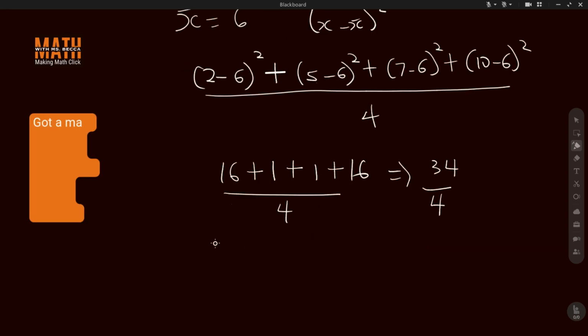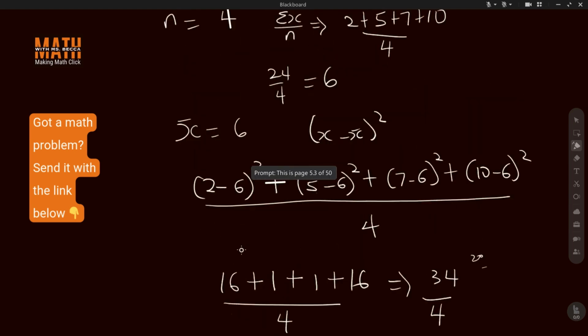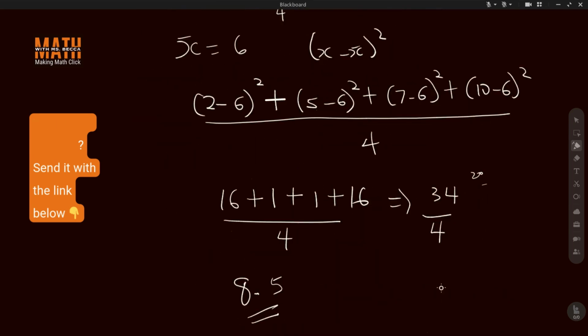Now let's divide. 4 will go in 34 8 times, remainder 2, because 8 times 4 is 32. And let's put a decimal point so that we have 4 will go in 20. 4 will go in 20 5 times. So that means the variance for this given question is 8.5.